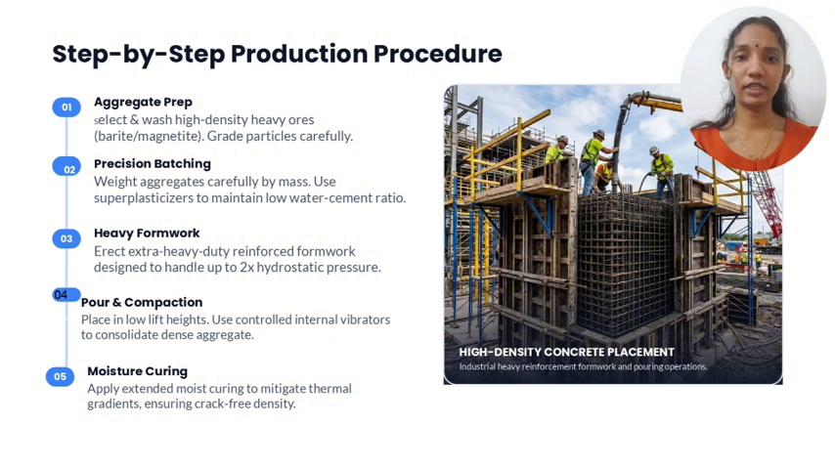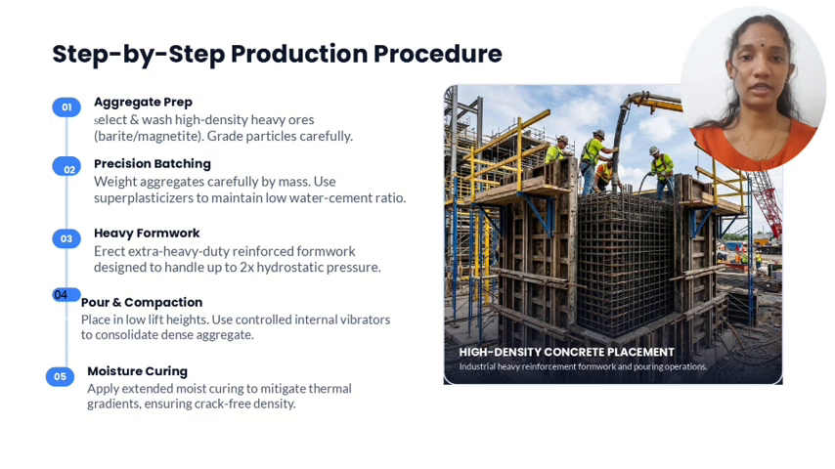Next is the production procedure of heavyweight concrete. The production involves five main steps. First, the heavy aggregates are selected, washed, and graded. Second, all materials are carefully weighed and mixed using a low water cement ratio with superplasticizer.